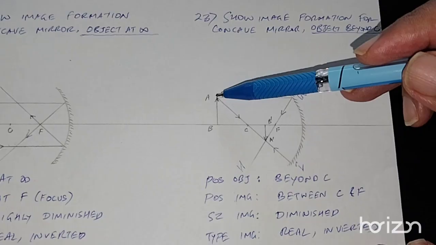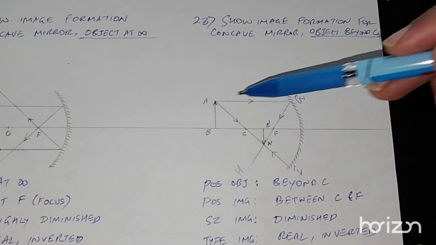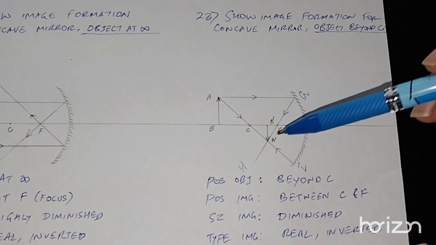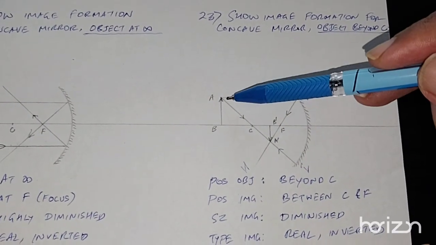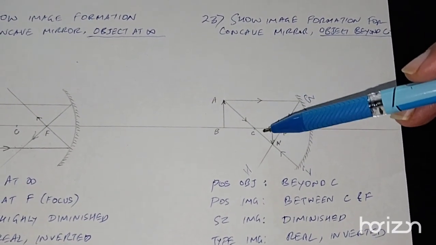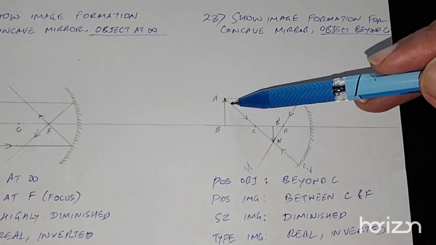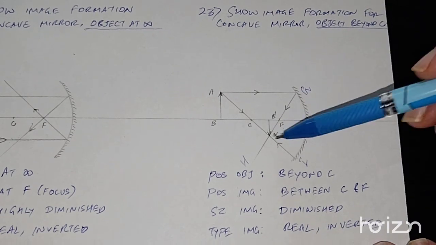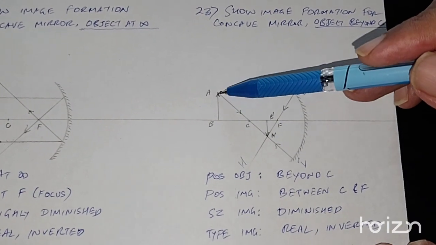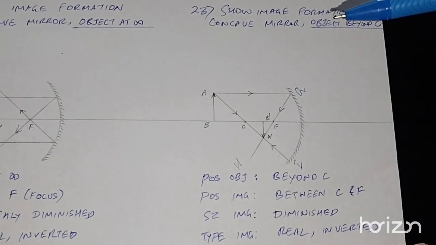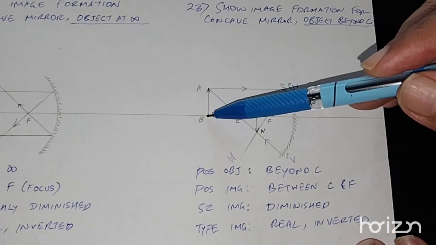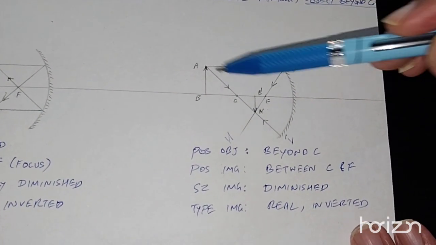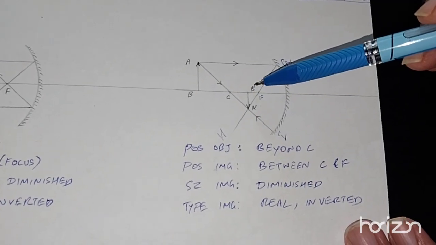The rays which have been shot from the point A, one parallel to the principal axis which is getting reflected here, and one through C, the center of curvature, which is getting reflected on the same line, will converge and intersect at this point. Therefore, the image of A will be formed at A dash, and similarly, the image of B will be formed at B dash.